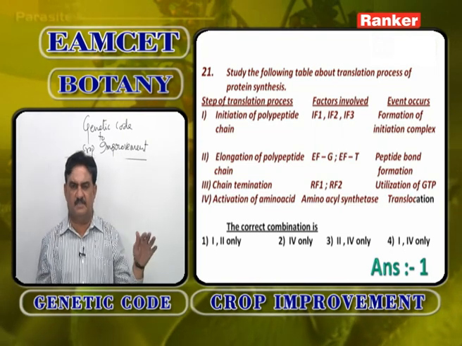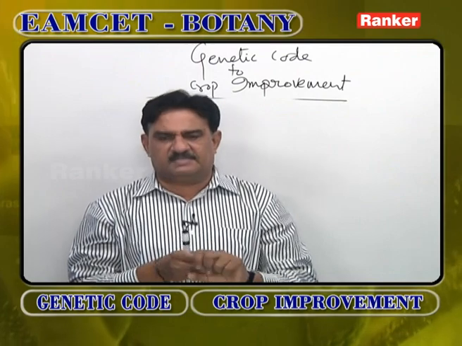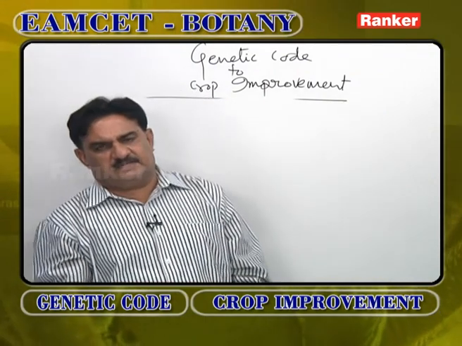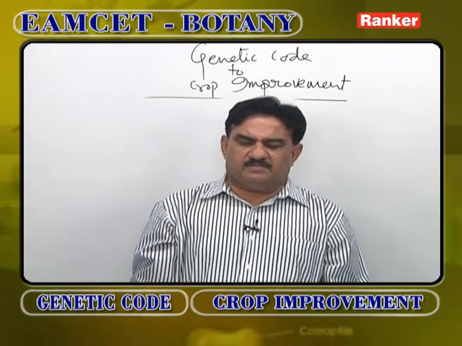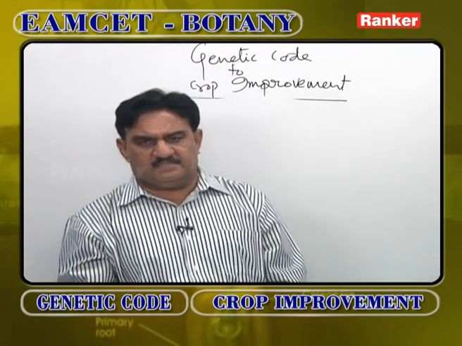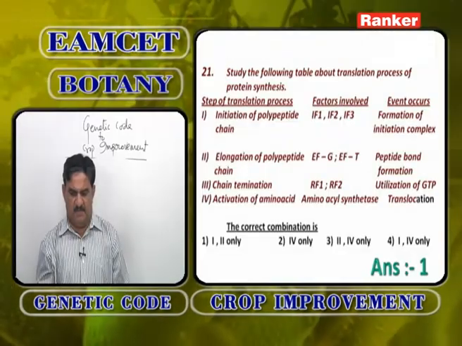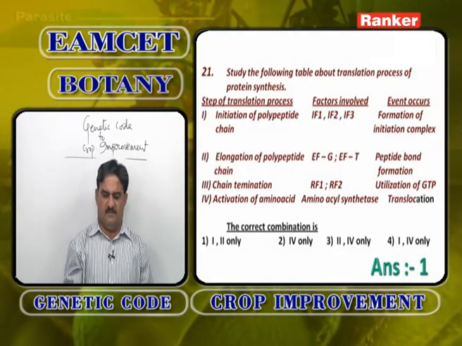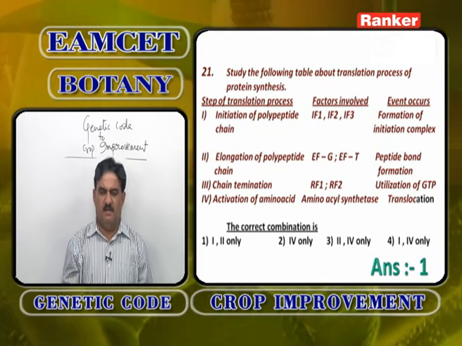EF-G helps in the translocation of the ribosome, making the A site vacant. What is present in the aminoacyl site is transferred to the peptidyl site to make the A site vacant, and when the A site is vacant, according to the codon above it, amino acids are coded and transferred. Peptide bond formation is the event that definitely occurs. So, elongation of polypeptide chain with EF-G and EF-T, peptide bond formation is correct.